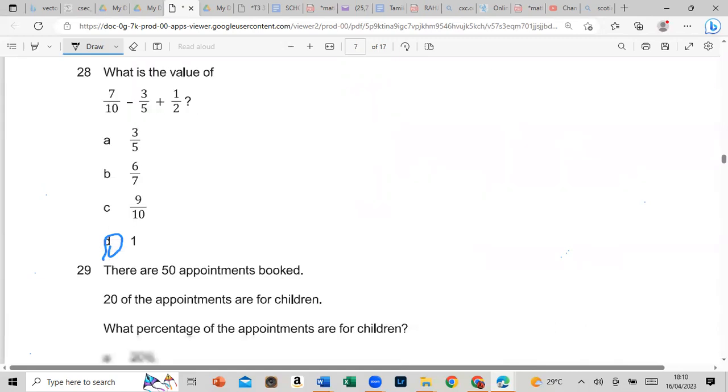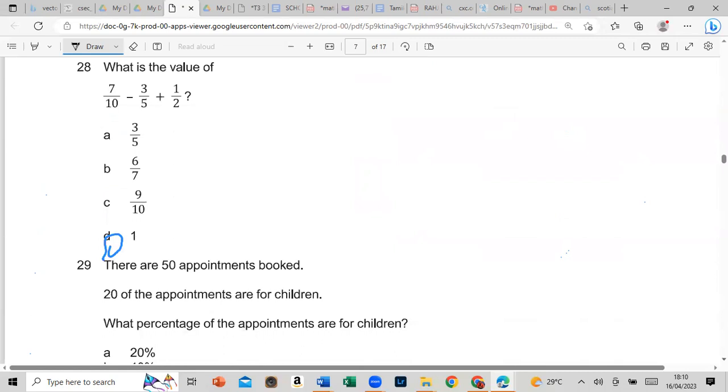All right, what about this one? What is the value of 7/10 minus 3/5 plus a half? What's the value for that?